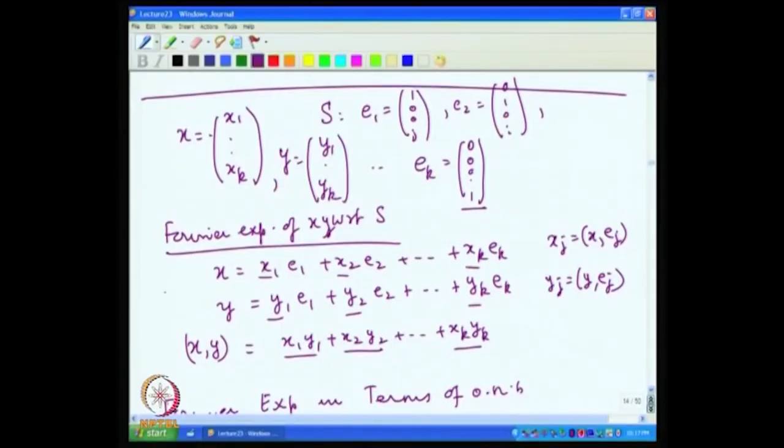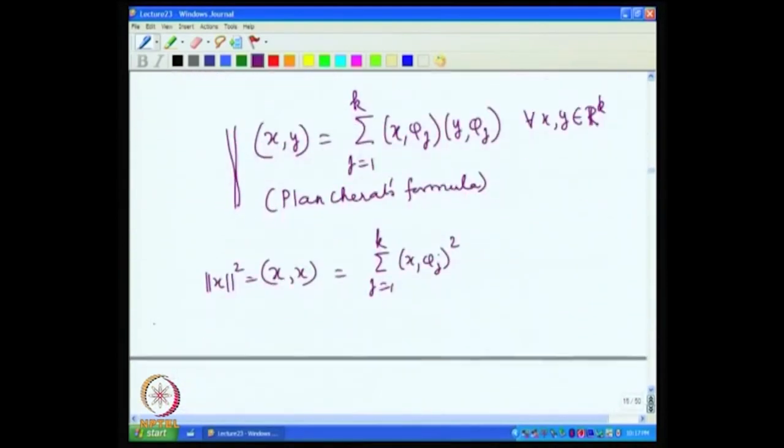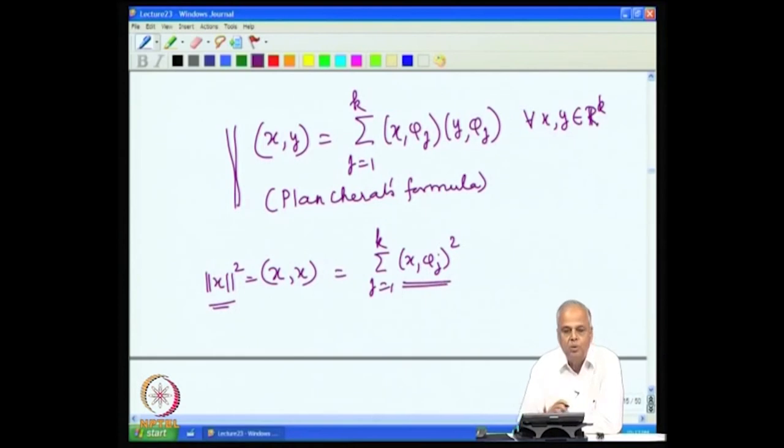In the standard ordered basis, if we take this vector x1, x2, ..., xk, the length squared is simply x1 squared plus x2 squared plus ... xk squared. But if we take an arbitrary ordered orthonormal basis, then the length of x squared is the sum of the squares of the corresponding Fourier coefficients. This is true for every x in R^k, and this is called Parseval's identity.